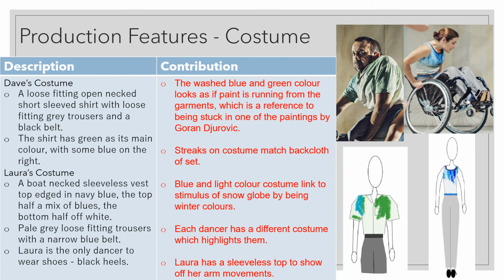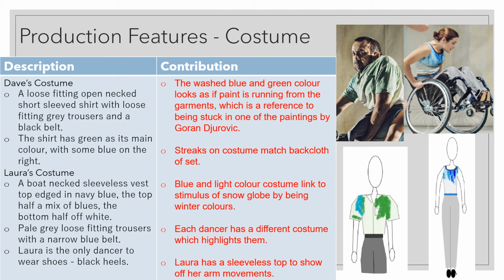Okay, in terms of costume, so let's first describe Dave's costume. Just to note that the pictures on the side are obviously from when the dancers were lit up better. These are not pictures from section 1, but I just wanted us to see that in full light to be able to describe it. So Dave's costume is a loose-fitting, open-necked, short-sleeve shirt with loose-fitting grey trousers and a black belt. The shirt has green as its main colour with some blue on the right of his top.